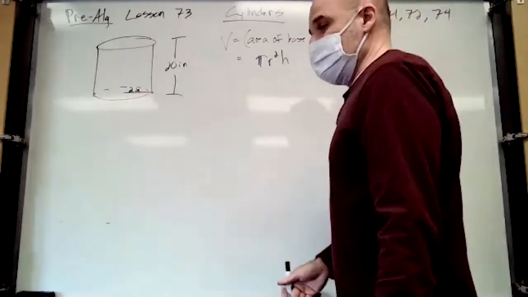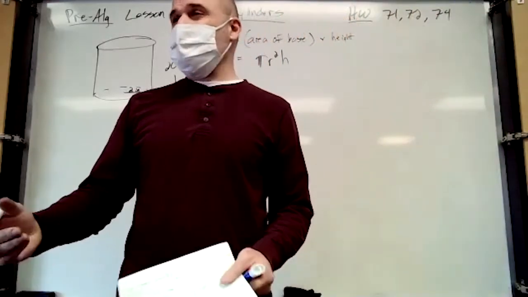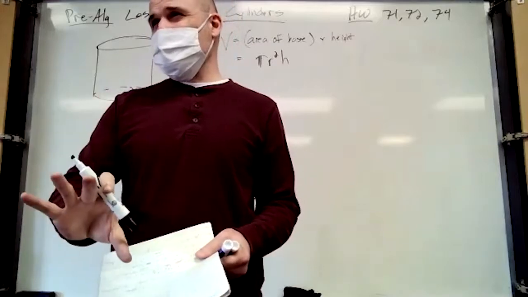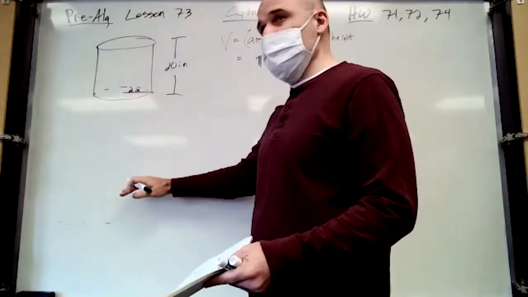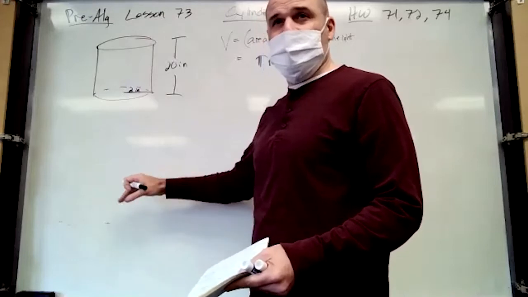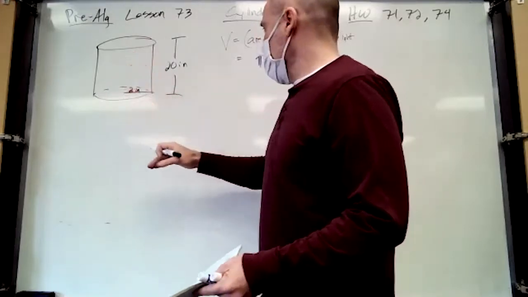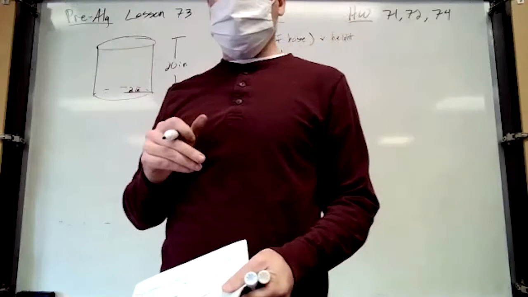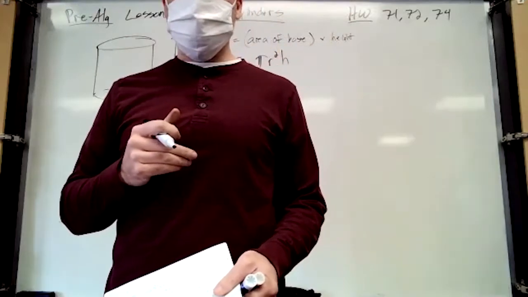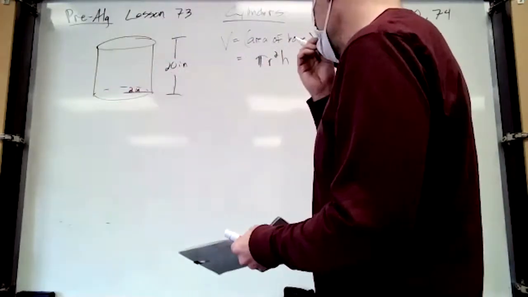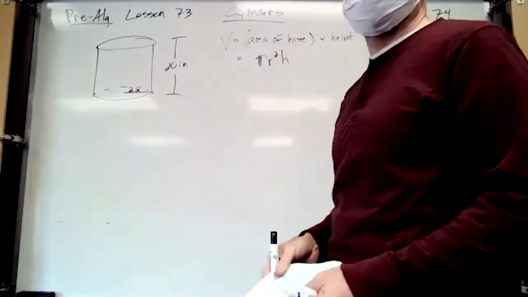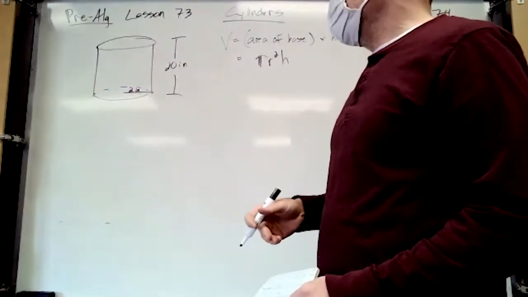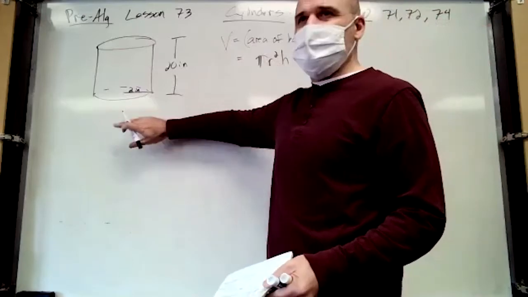Now, it's different for a prism because it depends on what shape the base is. You can have a triangular prism, find the area of that triangle, multiply by height, and you've got the volume. But it's the same every time for a cylinder because the base is a circle. That's how you find the volume. Let's find the volume of this.